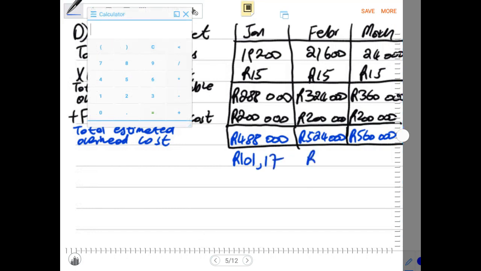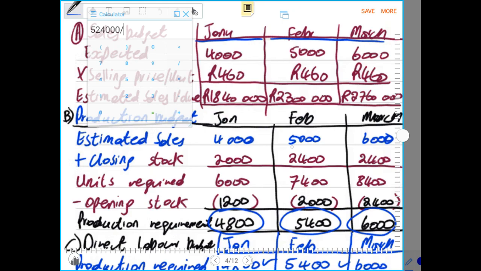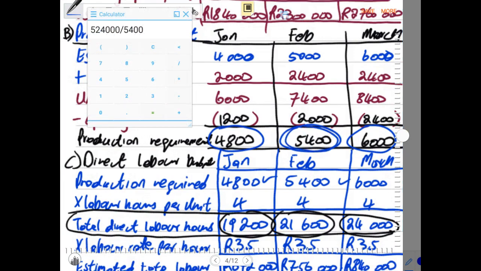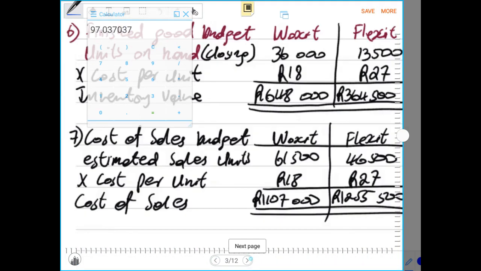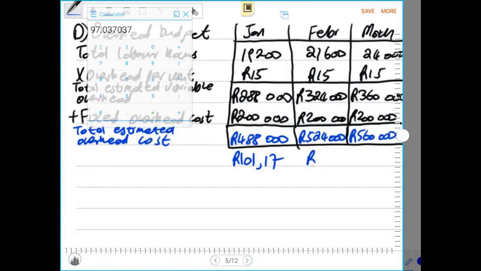Then here it will be 524,000. Divide by our production requirement of 5,400. Then it will give us 97.04. Then we record the 97.04.